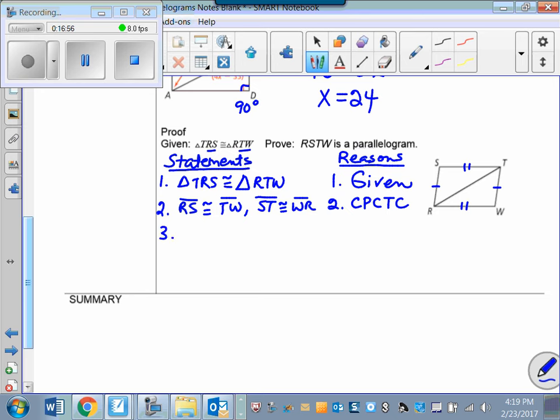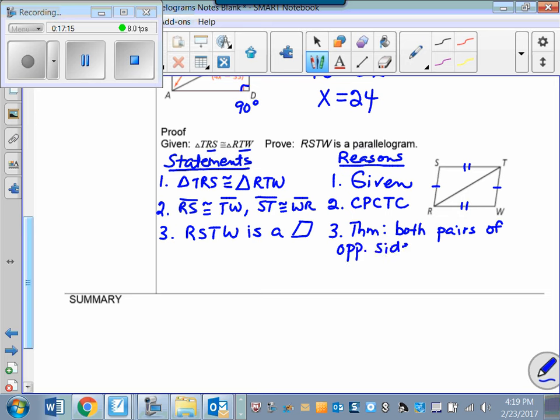So there I have it. RSTW is a parallelogram. And how do I know that? By the theorem that says both pairs of opposite sides are congruent. And there you have it.